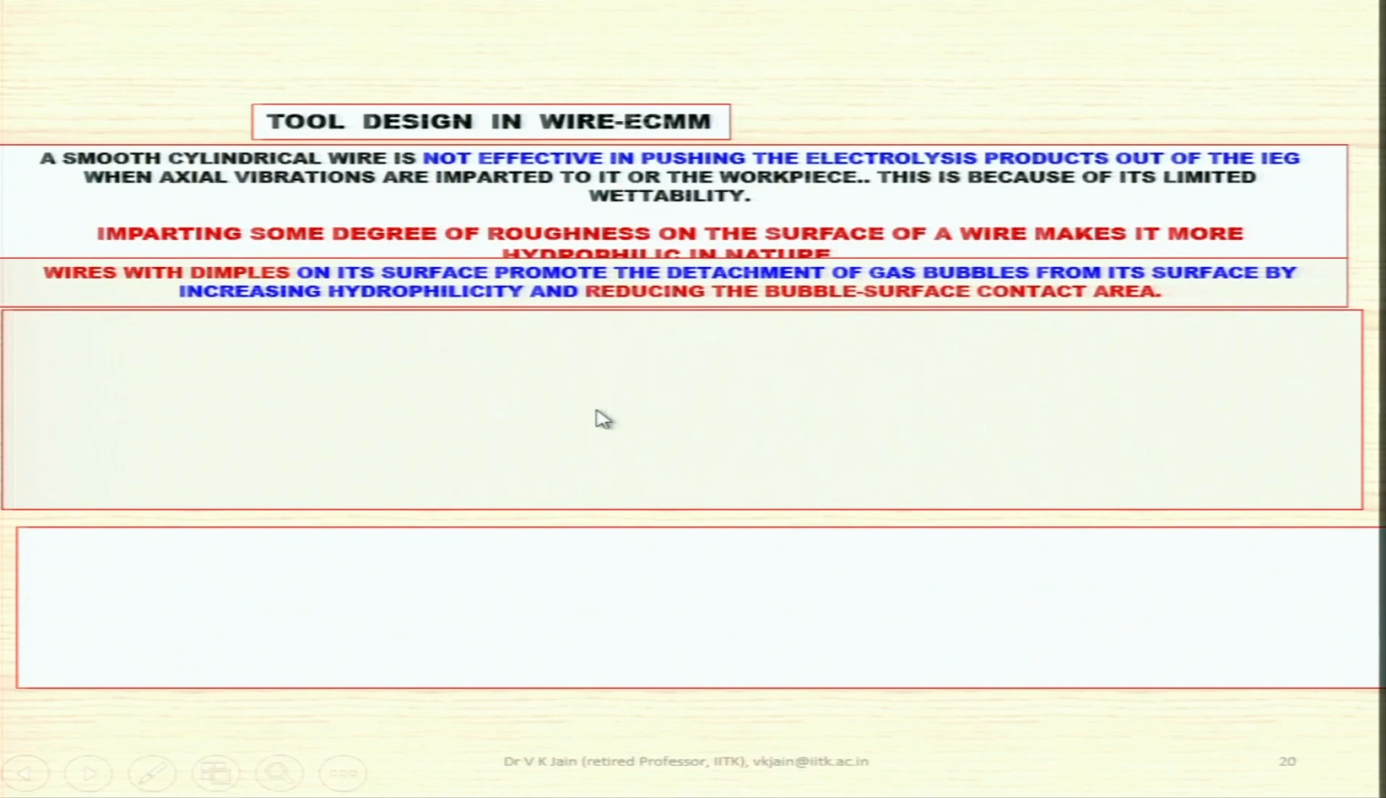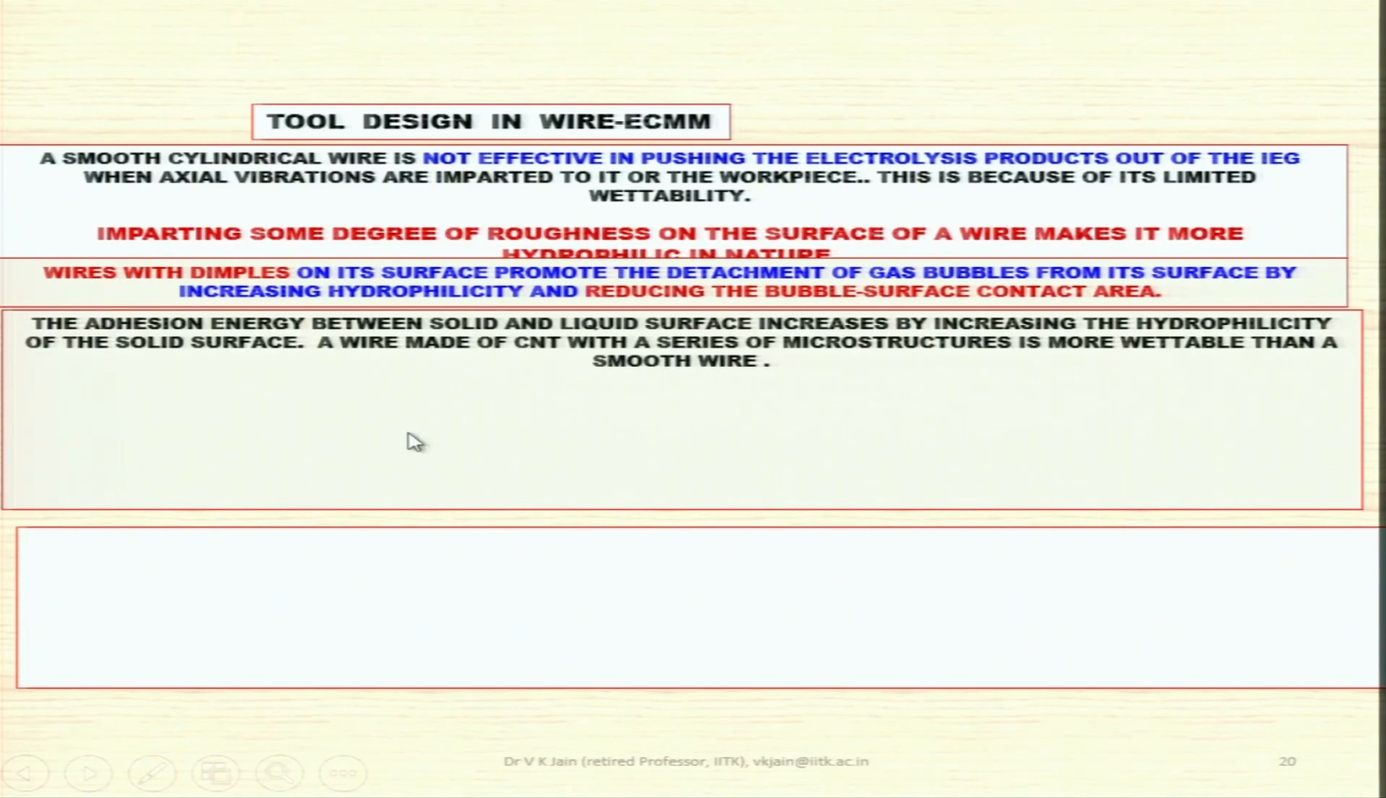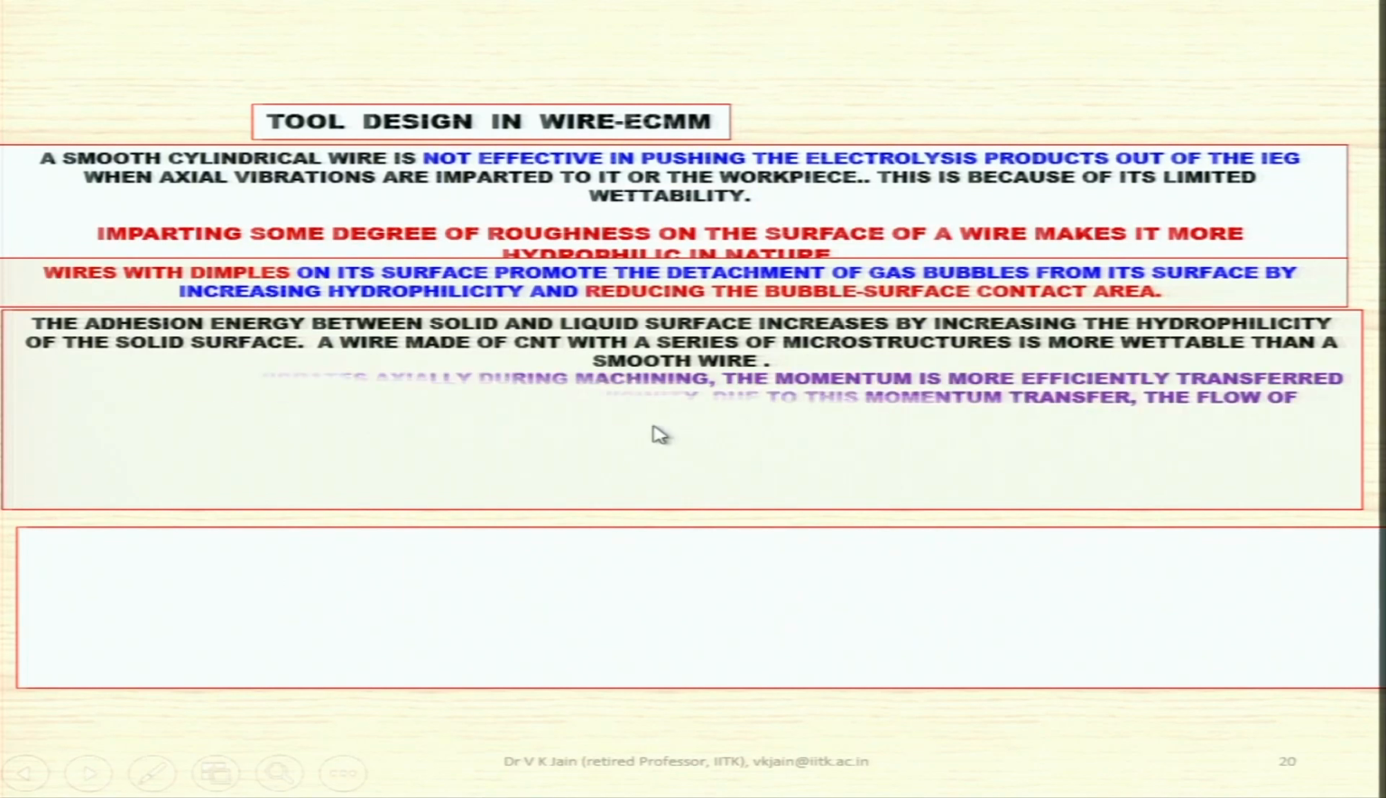Wires with dimples on the surface promote the detachment of gas bubbles from the surface by increasing hydrophobicity and reducing the bubble surface contact area. The adhesion energy between solid and liquid surface increases by increasing the hydrophobicity of the solid surface, that is the wire. A wire made of CNTs, carbon nanotubes, with a series of microstructures is more wettable than a smooth wire, and a smooth wire has its own limitations.